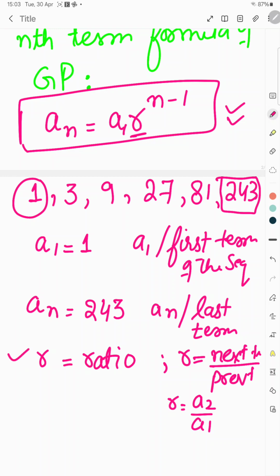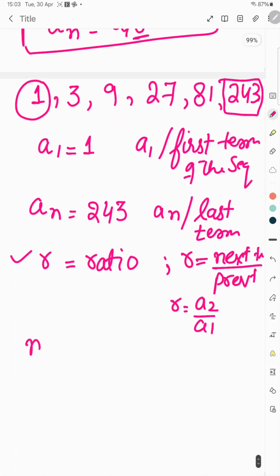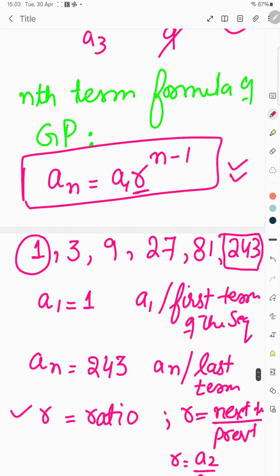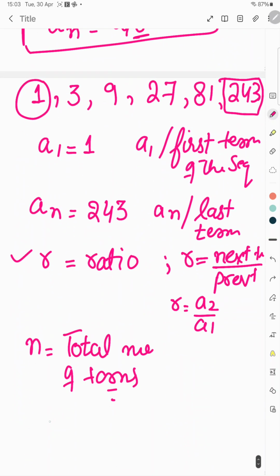Okay student, now what is n? The small n. Student, n is the total number of terms in a given sequence. So what is n here? Here the sequence is given, you have to just count the number of terms. 1 term, 2, 3, 4, 5, 6. So here 6 terms are given. So here n is equal to 6.